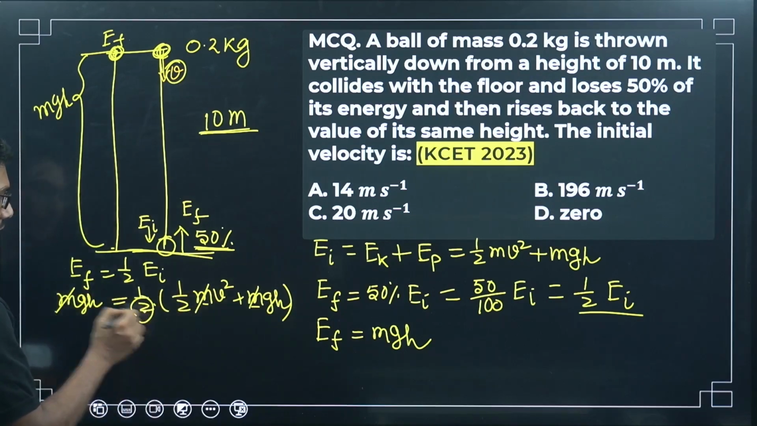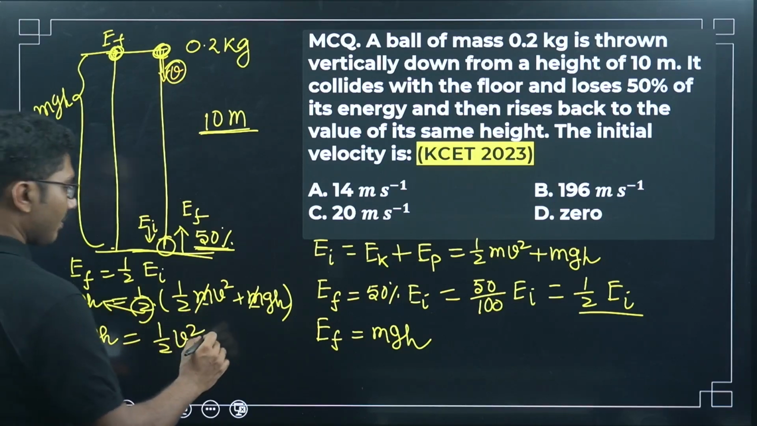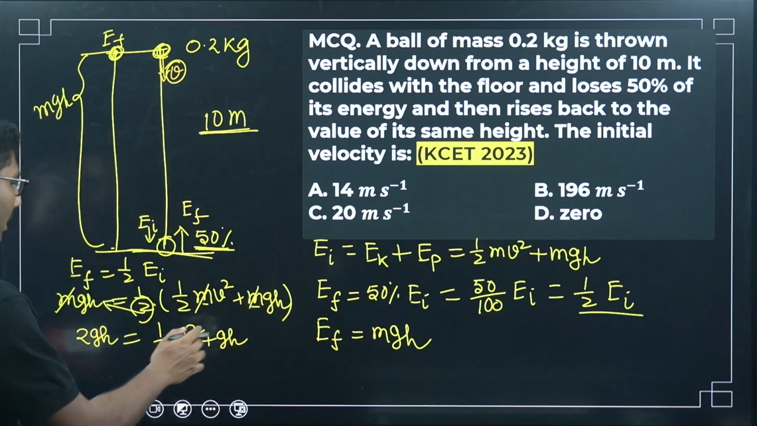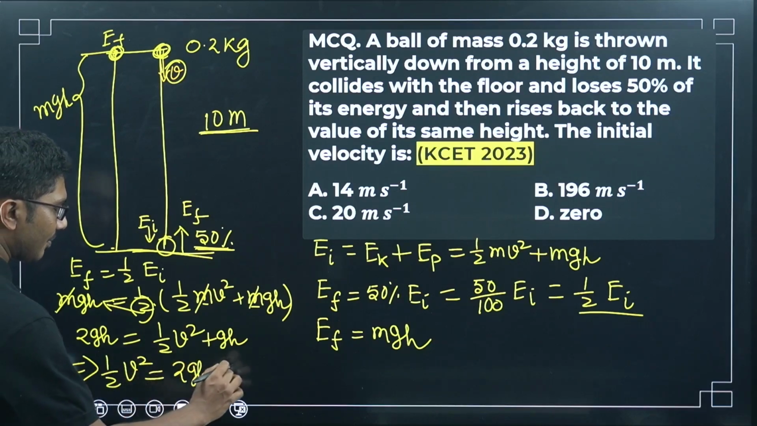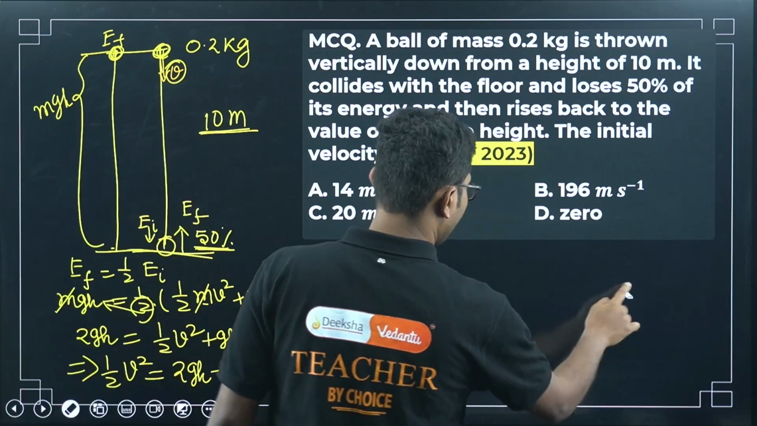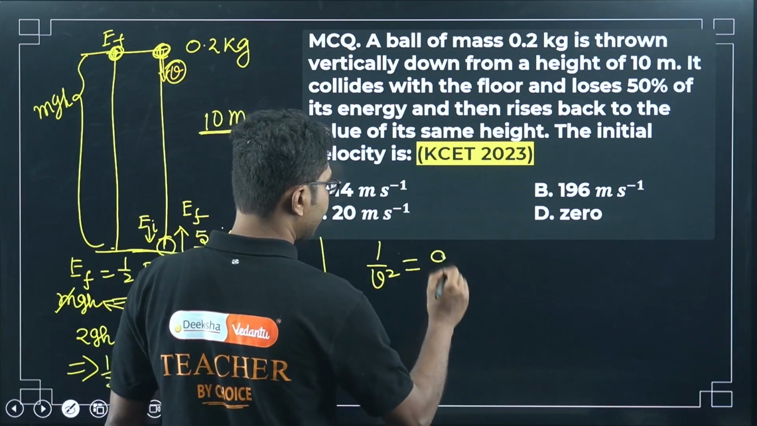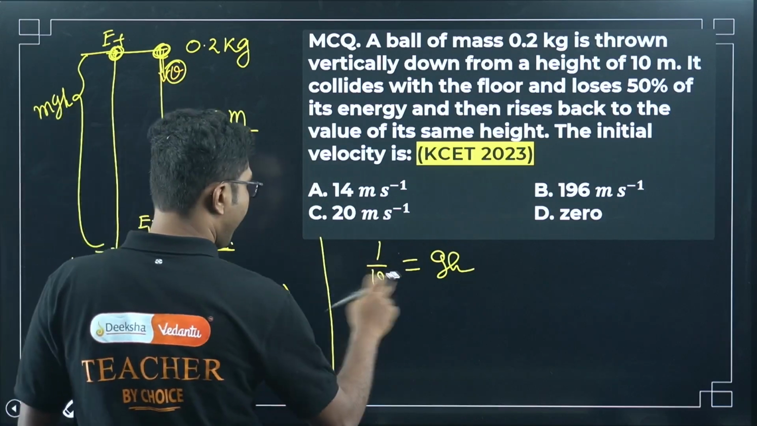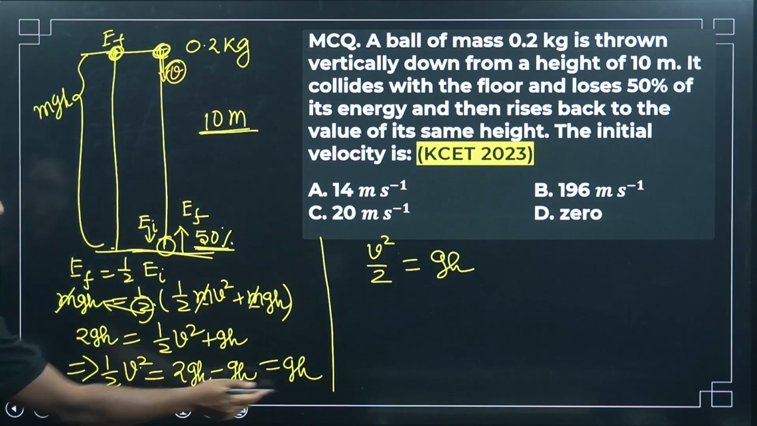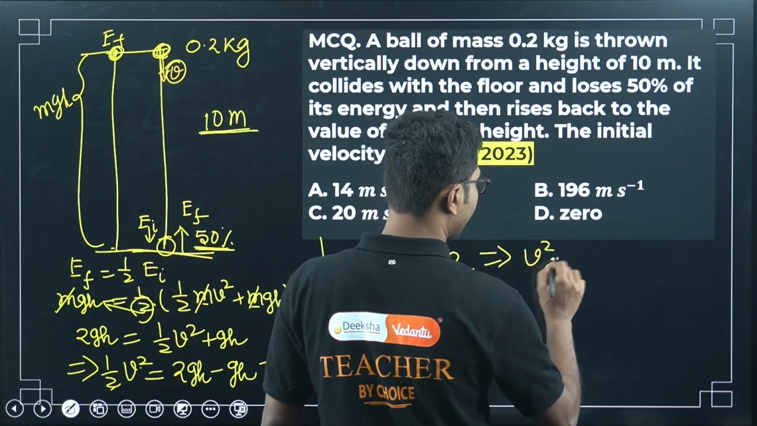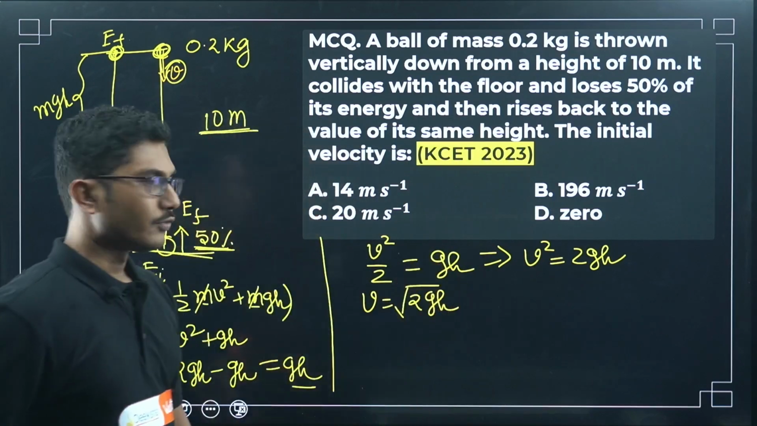Now let's do the cross multiplication. So it will be 2gh equals half v square plus gh. Right, now do another cross. Now take half v square equals 2gh minus gh, equals gh. So half v square equals gh. Half v square means we can write this as v square by 2, right? So v square by 2 equals gh, or you can write this as v square equals 2gh, okay? Or you can say v equals square root of 2gh.